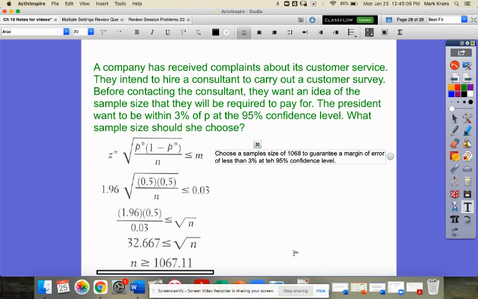This, by the way, is why a lot of your sample sizes for national polls end up being right at 1,000, because then plus or minus 3% is the margin of error.